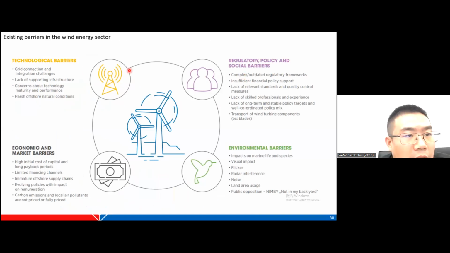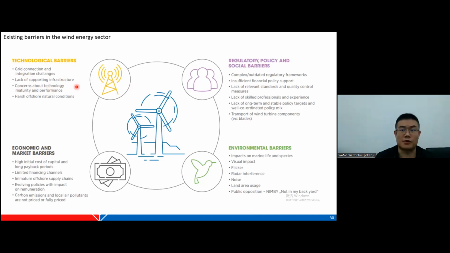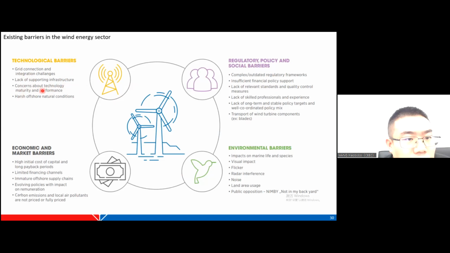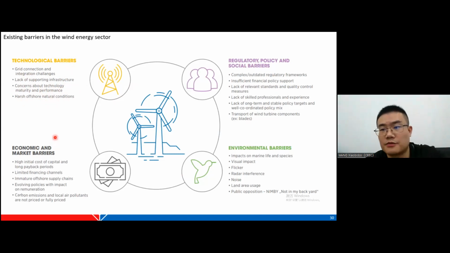Yet there are still some existing barriers in the wind industry sector. We have some technology barriers, grid connection, and the integration challenge. We have already mentioned that. Lack of supporting infrastructure. Sometimes there is even no grid substation in the neighborhood. Concerns about technology maturity and the performance. That's very popular in the offshore wind. And harsh offshore natural conditions. Yeah, that's for sure. We have typhoons, a lot of things.